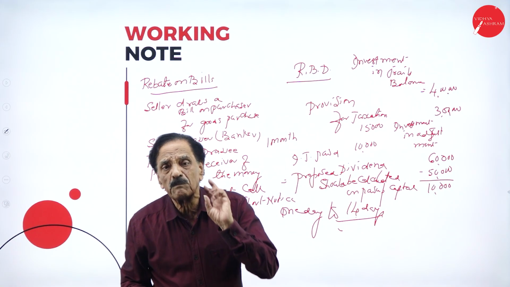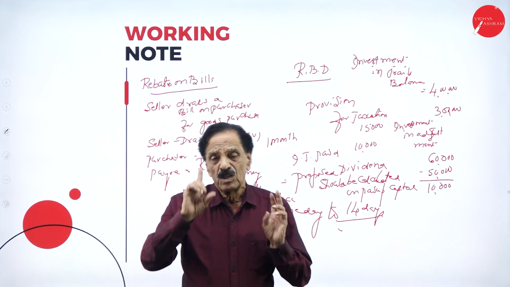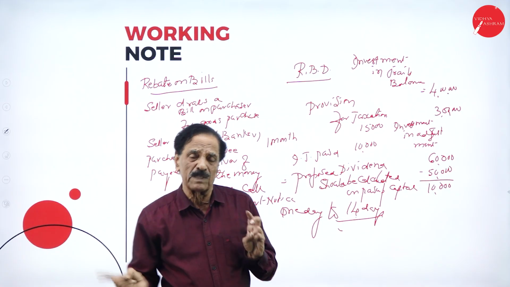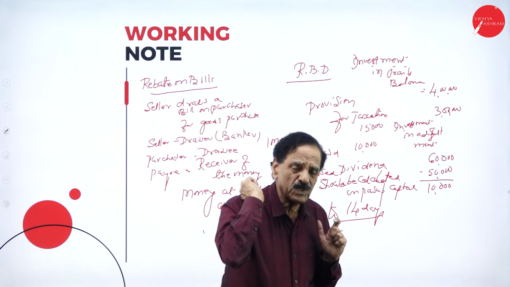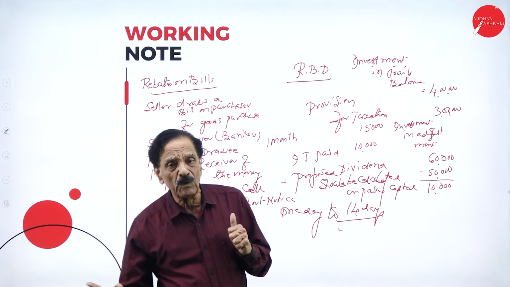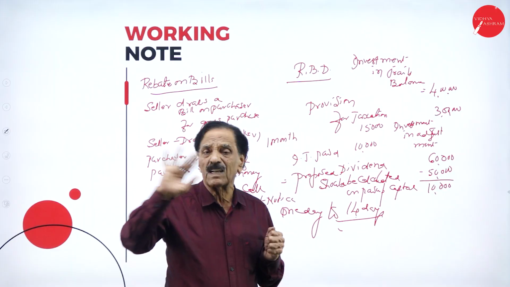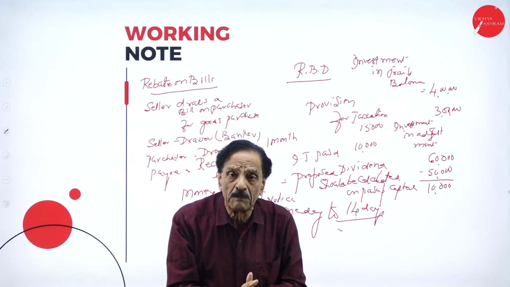Now, come back to the balance sheet schedules. In the balance sheet, schedule number 1, share capital. Schedule number 2, reserve and surplus. Schedule number 3, deposit. Schedule number 4, borrowing. Schedule number 5, other liability. This goes on the liability side.